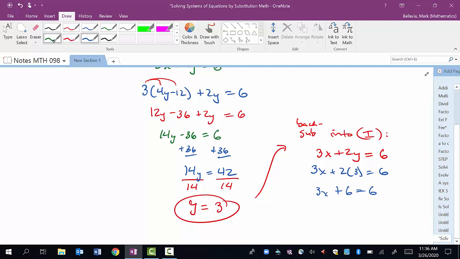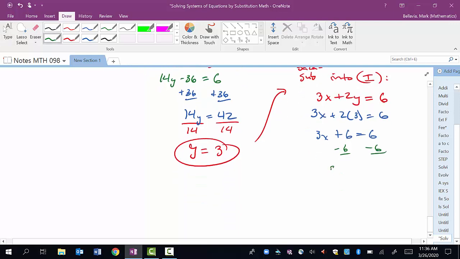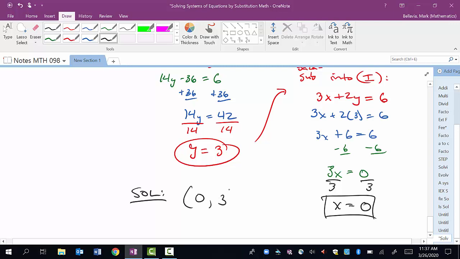Solving this, subtract 6 from each side. I end up with 3x equals 6 minus 6. Well, that's 0. That's okay. Don't let that throw you off. How do I solve for x? Well, you want to divide by 3. Divide by 3. You end up with x equals 0 divided by any number, remember, is just 0. So your solution, x comma y, is 0 comma 3.